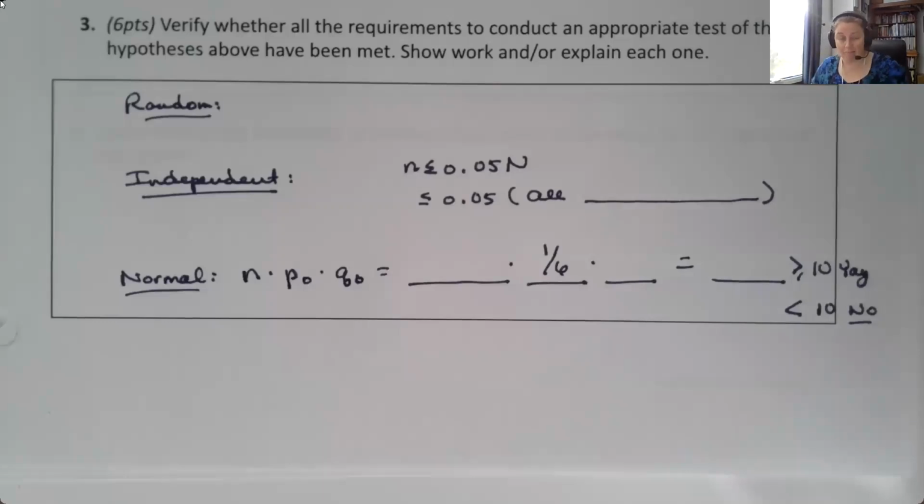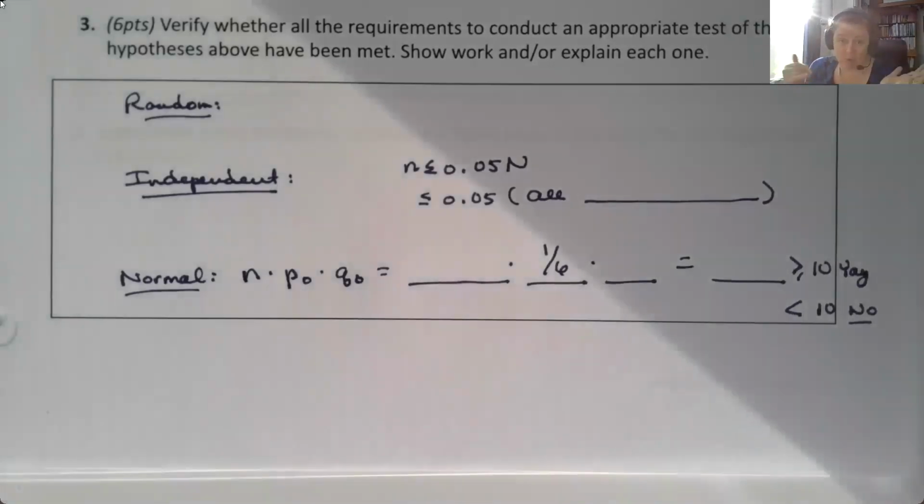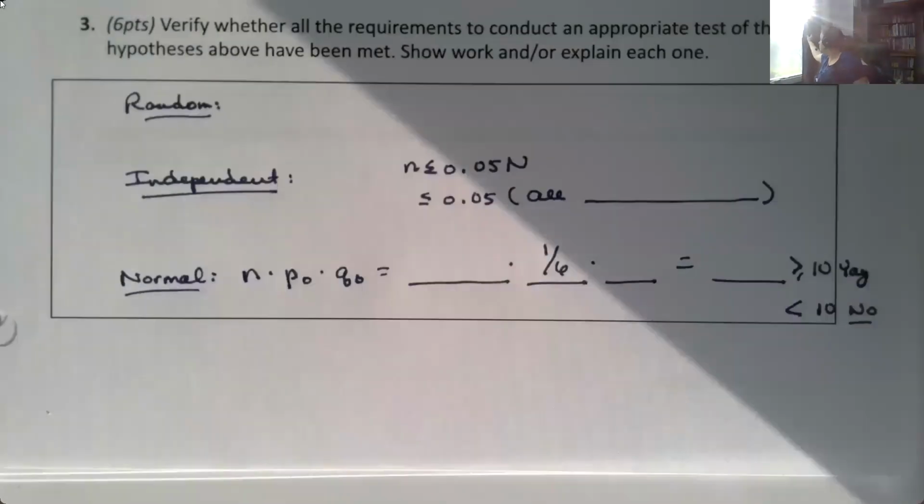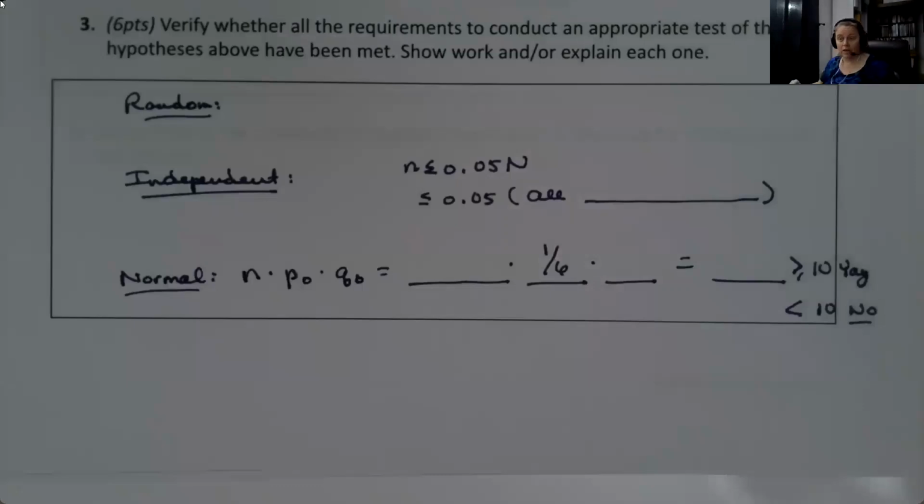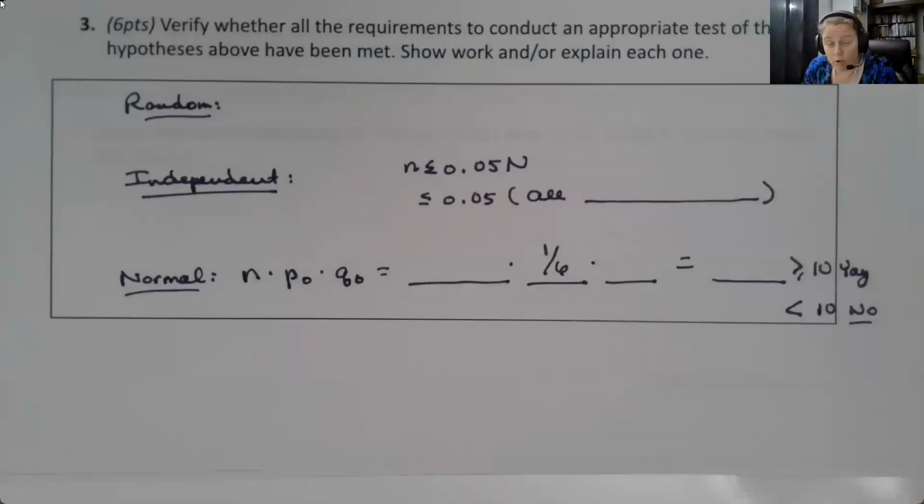If you didn't buy a big enough bag, you're going to be less than 10. So it's okay. It happens. So just say yes or no, right? Just find your number, find your n times your p0 times your q0 and figure out if it's less than 10 or bigger than 10. If it's greater than 10, then yay. If it's less than 10, whatever.